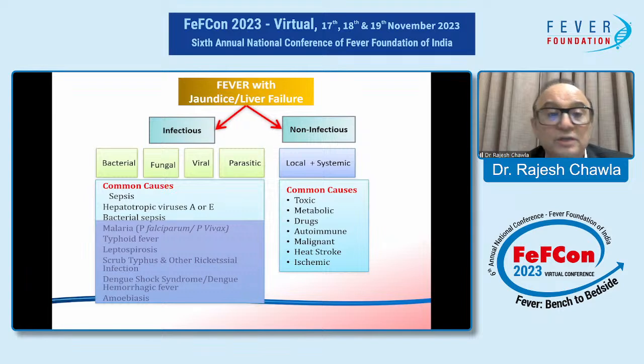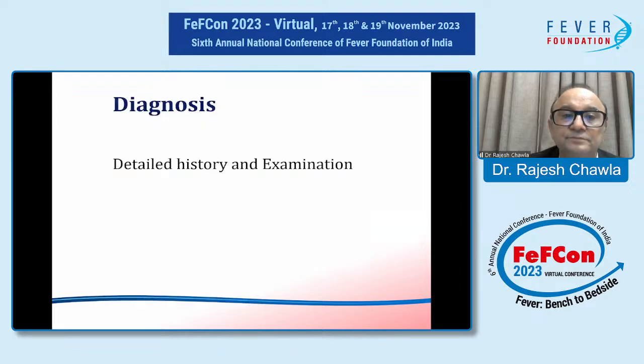Then fever with jaundice and liver failure. Sepsis, because of any cause, can result in jaundice and liver failure. Hepatotropic viruses will come in here. Then of course, all the tropical fevers can result in fever with jaundice. And among the non-infectious causes, toxic, metabolic, drugs, autoimmune, malignant, heat stroke, and ischemic causes can result in fever with liver failure.